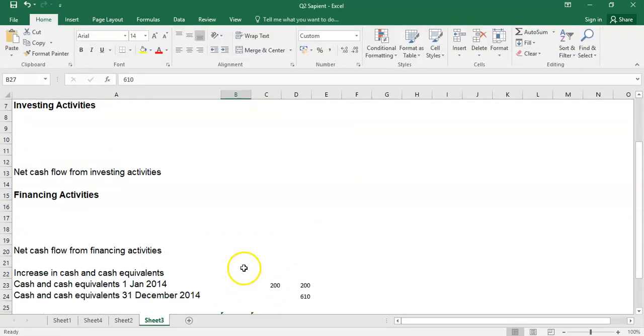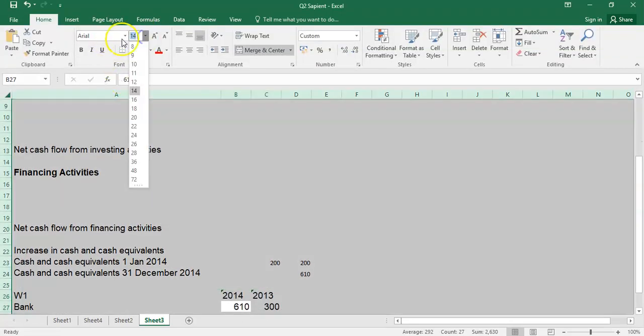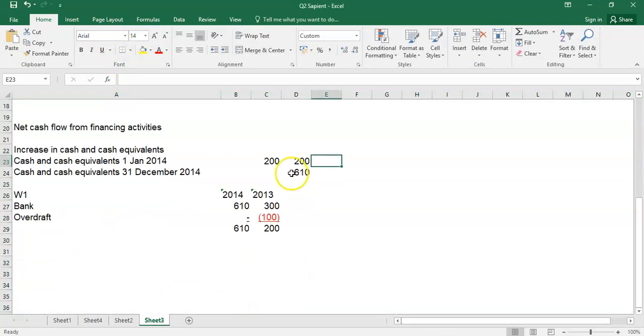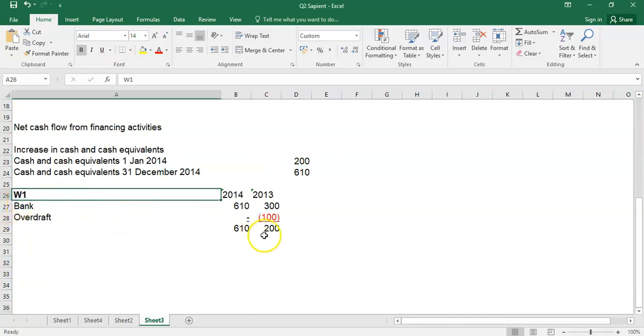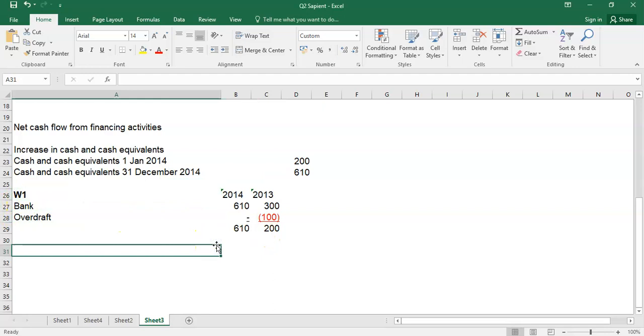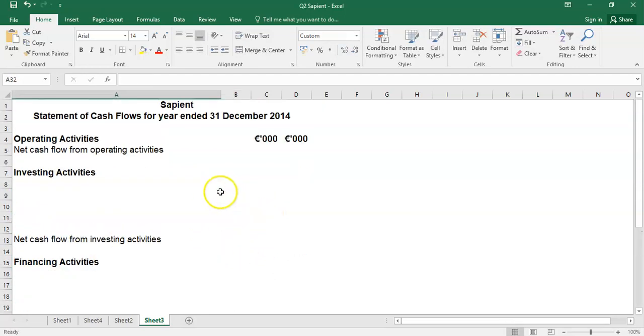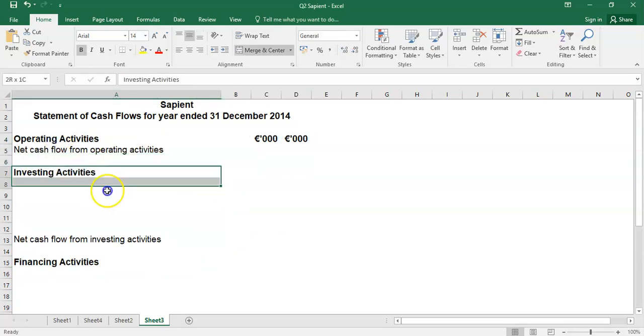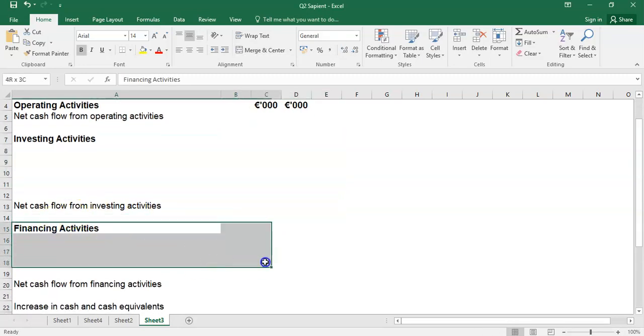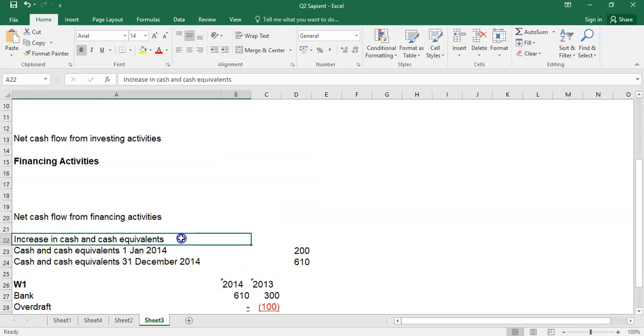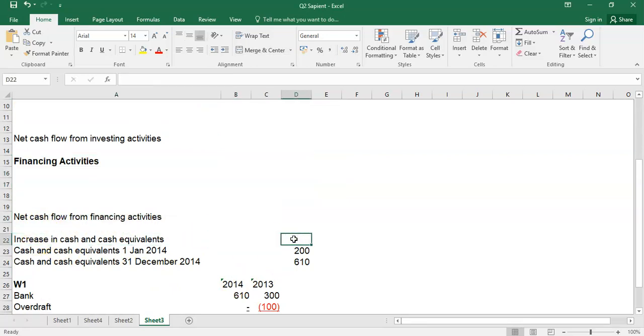So you have that done straight away now. That's always a good starting point, is what's the answer I'm working towards? So that means you have an increase of 410. So when we do operating activities plus investing activities plus financing, the net increase should be 410, and that's what we're working towards. So it's a different way of approaching a question, but you're actually starting with the final answer.